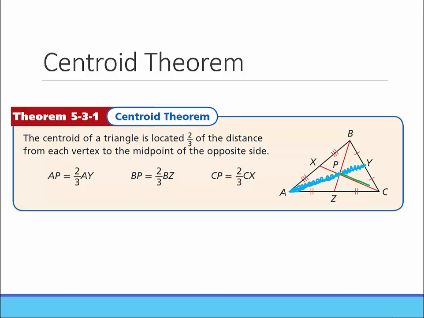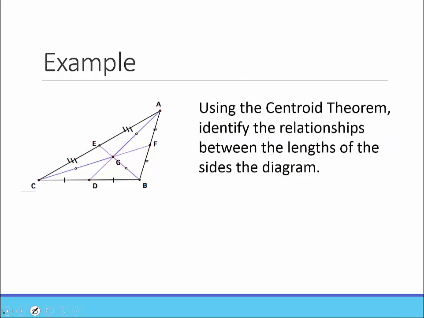From C to P is 2/3 of C to X. And that means XP is 1/3 of it. Same thing with B to Z. So let's use that. If I give you this triangle here, we need to identify the relationships between the lengths of all the sides of the diagram.